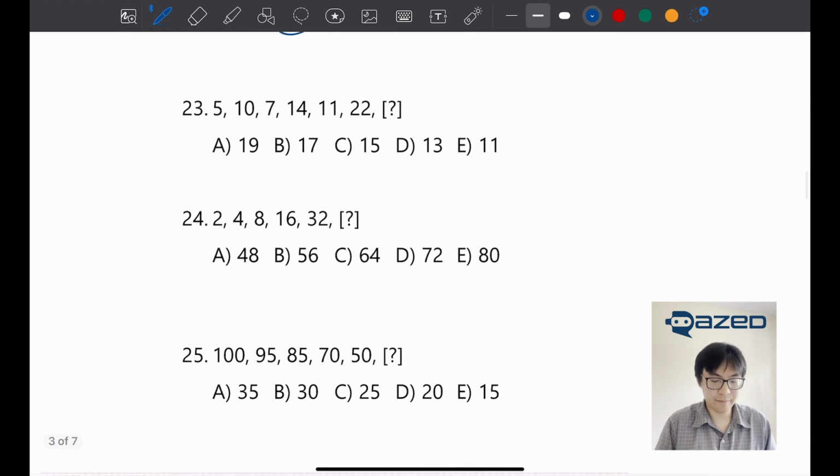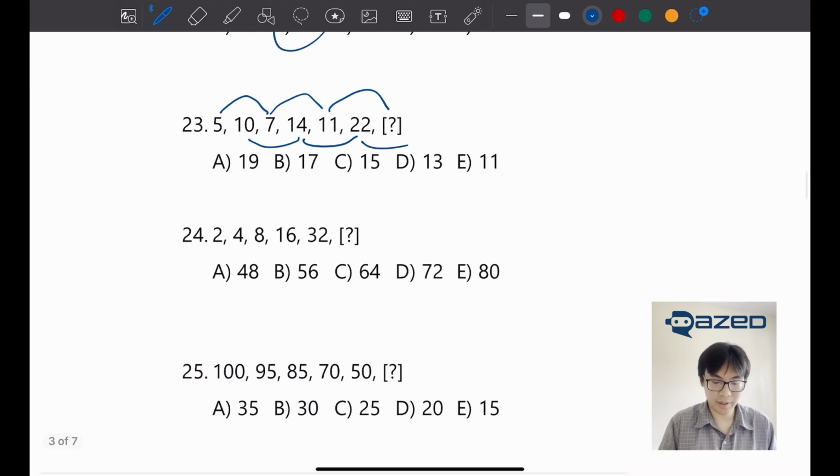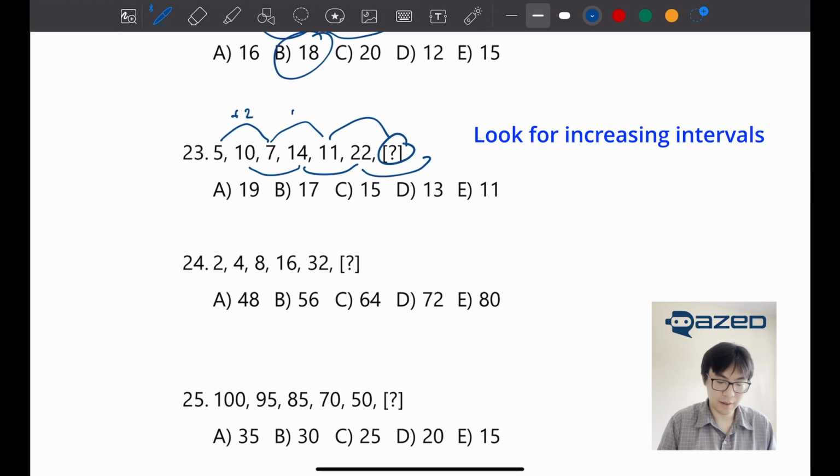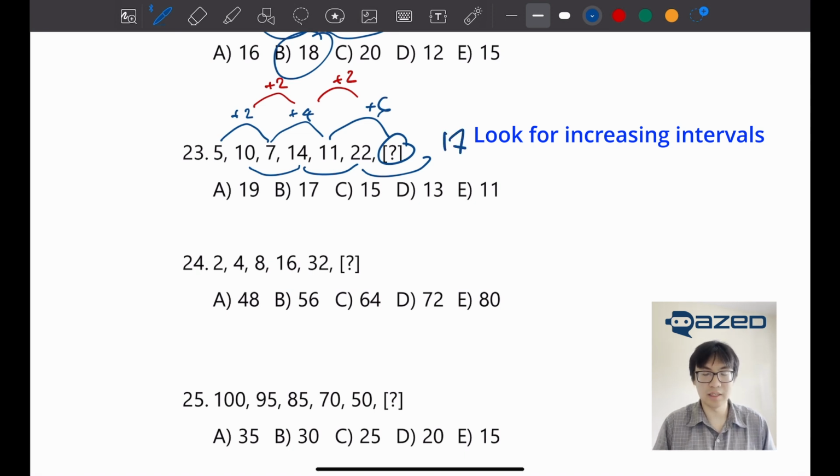Alright, number 23. Here we have numbers increasing, going up and down again. So let's try to have two patterns again. Here we go. And then here we go. So we know the bottom one doesn't matter because we won't get the answer. We need the answer. So what is going on here? It's going +2, then +4. So that means each increase is increasing. So the next one should be +6 instead of 4. So then if you add 6 to 11, you get 17.